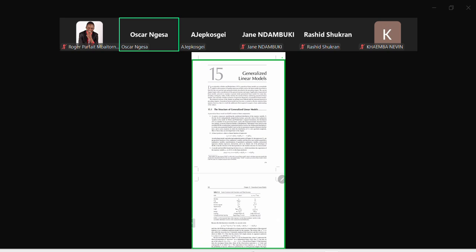Then another scenario is when your response variable is a count. For example, how many siblings you have. In that case, you cannot have 2.5 siblings, so it cannot be continuous. Then in those cases, the general linear model does not hold.